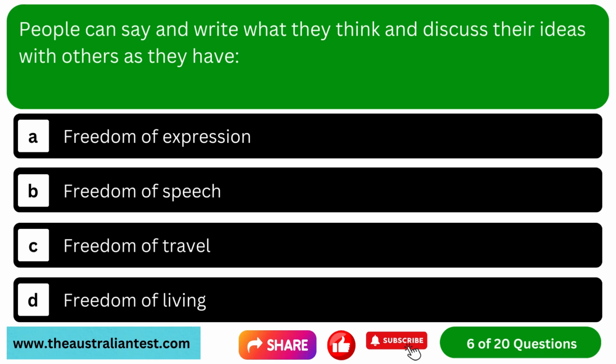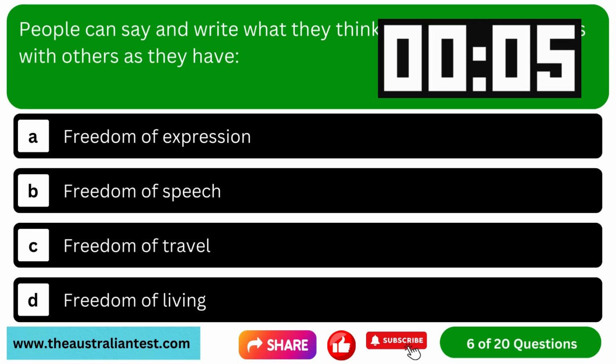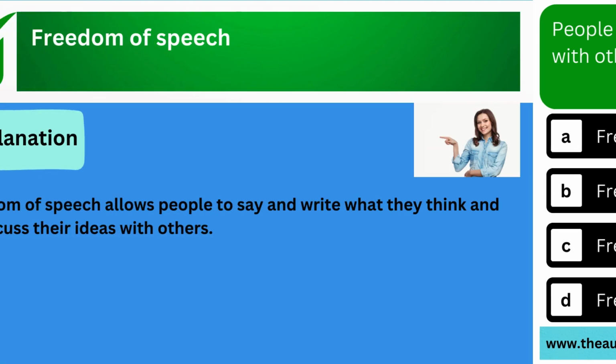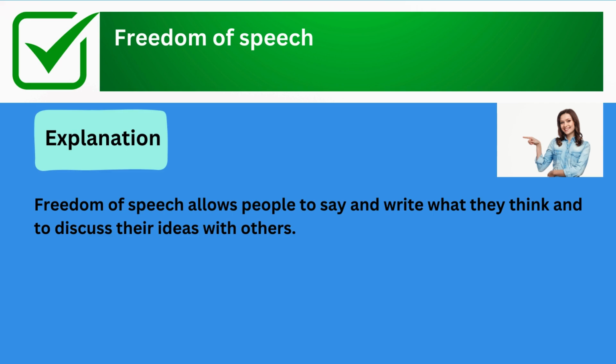Question 6. People can say and write what they think and discuss their ideas with others as they have. Option A, freedom of expression. Option B, freedom of speech. Option C, freedom of travel. Option D, freedom of living. The correct answer is freedom of speech. Explanation. Freedom of speech allows people to say and write what they think and to discuss their ideas with others.